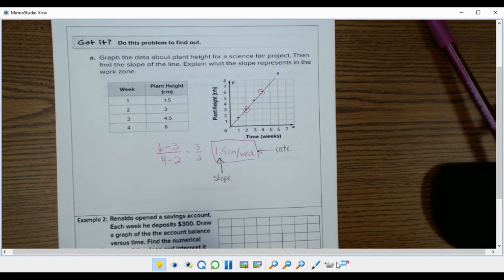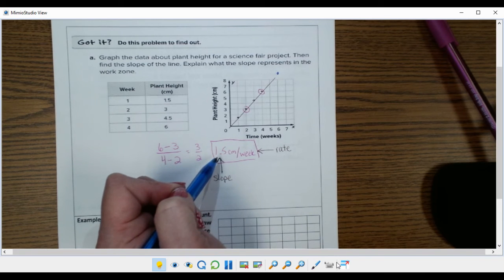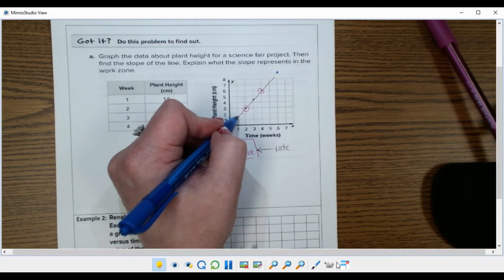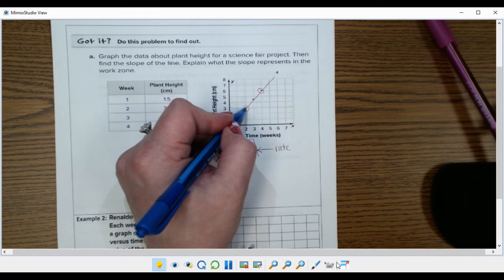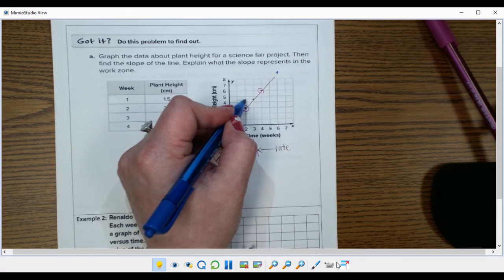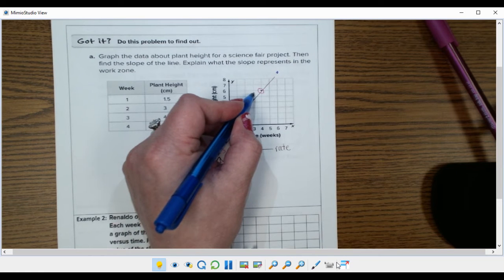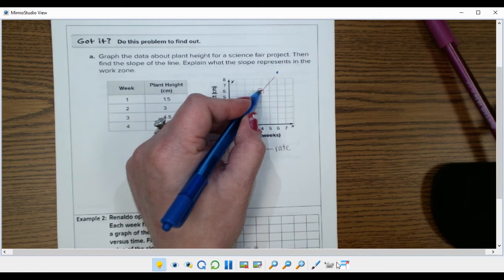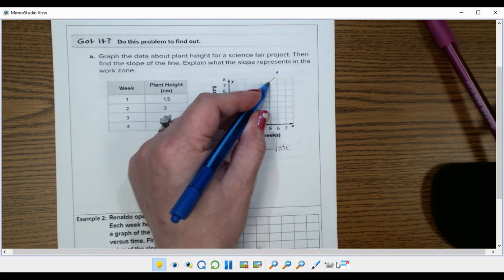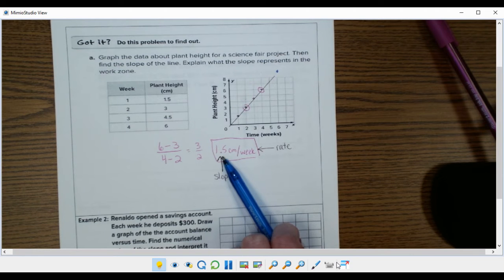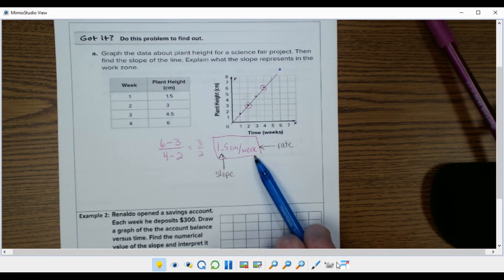Now, we can do this 1.5 over 1 the same way. Let's go up 1.5 over 1. Up 1.5 over 1. Tired of me saying it yet? It repeats. Up 1.5 over 1. Okay? Every time I said that, it hit the line. All right, so the slope is 1.5. It means we grow 1.5 centimeters for every 1 week.